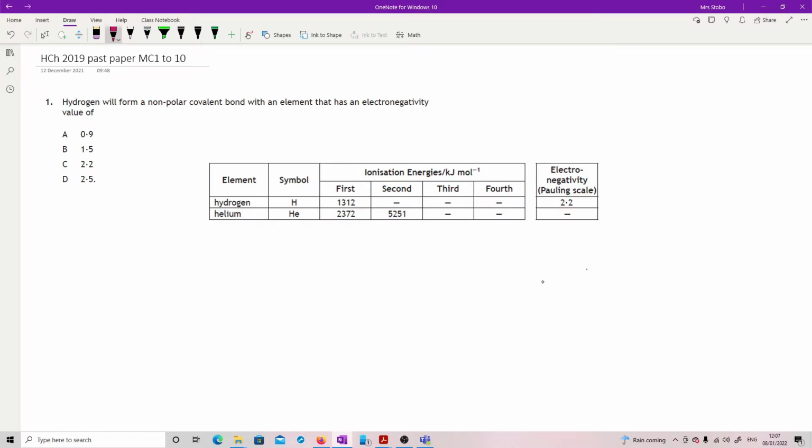First 10 multiple choice, 2019 past paper. Hydrogen will form a non-polar covalent bond with an element that has an electronegativity value of, this is such a gift. I've pulled over the electronegativities page, well, not even all of it, just the top little bit. It tells you that hydrogen has an electronegativity of 2.2, and therefore if we're looking for a non-polar covalent bond, it will need something else with 2.2, so C.